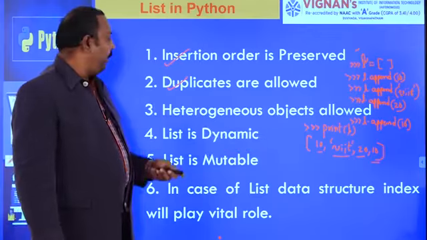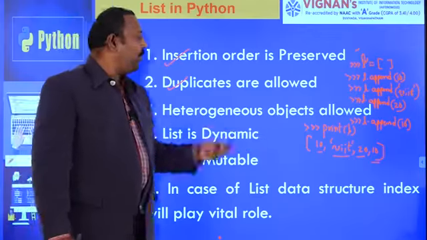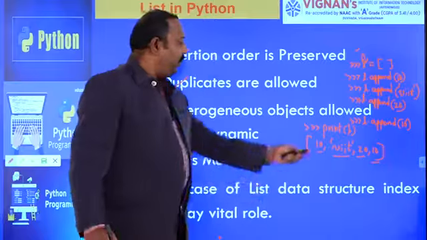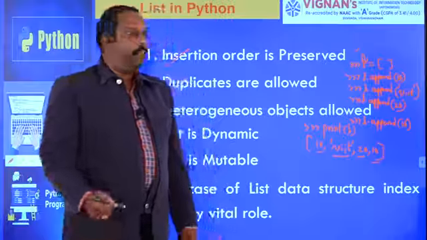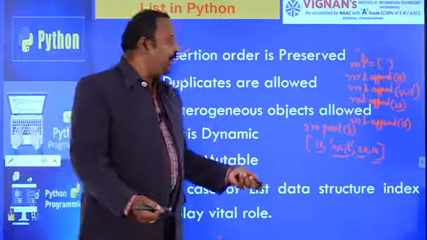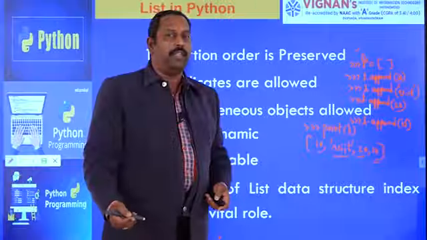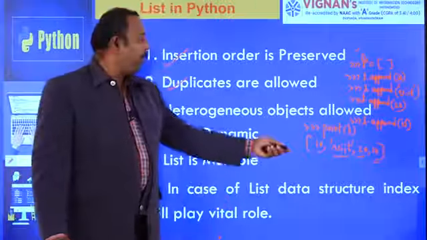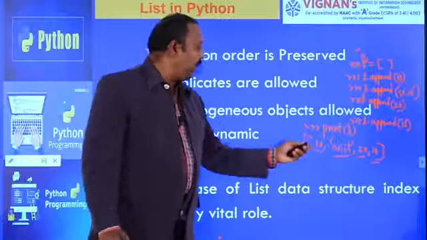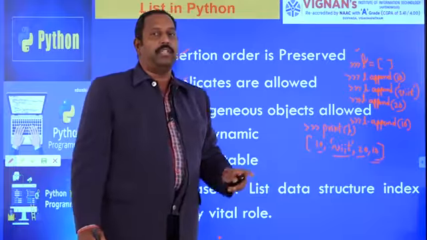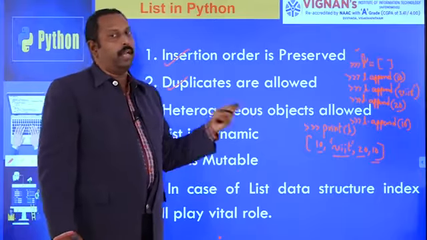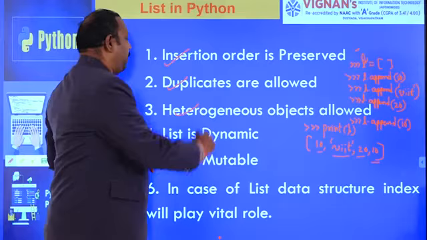That is second property. And third one is heterogeneous objects are allowed. Here you see one is integer, another one is string data type. That means list can allow heterogeneous objects. That means we can insert integer value, we can insert float value, we can insert string data type. Any type of objects can be inserted into a list data structure. Here you see 10 is integer, VAIT is string data type. So it is a collection of different data types. That's why it is called heterogeneous objects are allowed. That means third property is satisfied.